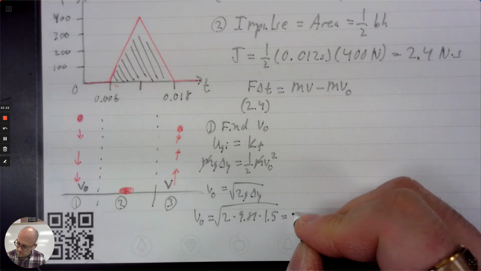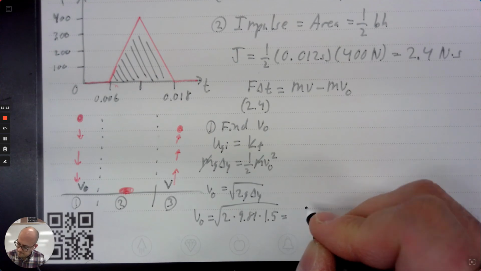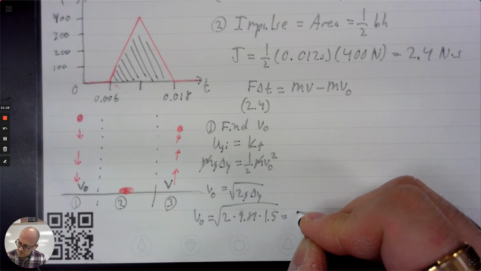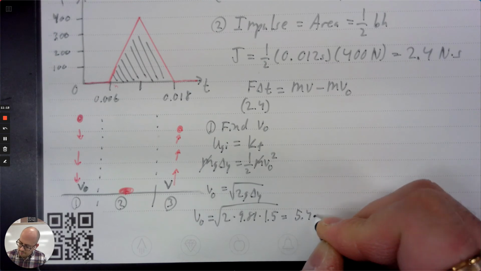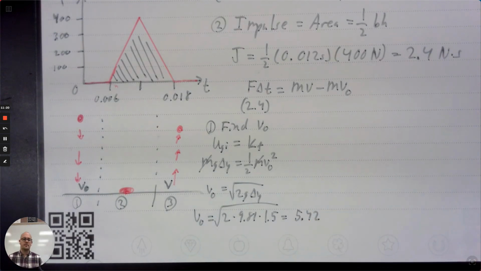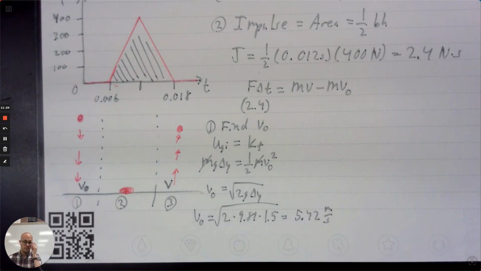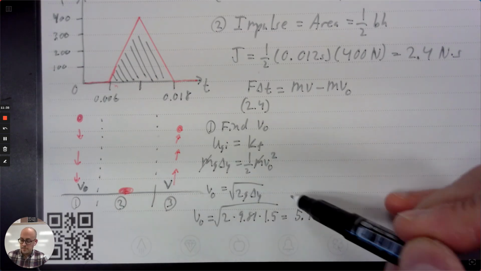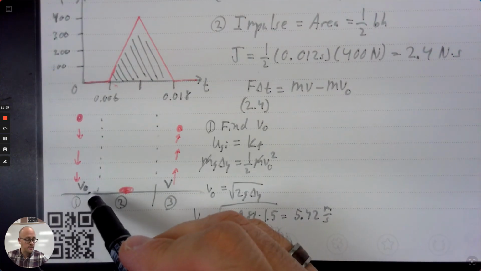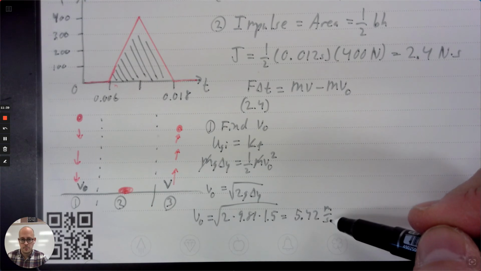And I have 5.42. Okay, here's where I have to be very careful, because when you use an energy equation or that kinematics equation, you don't generally get the right sign out of things. You have to think of that yourself. So the speed of the ball when it hits the ground is 5.42 meters per second.